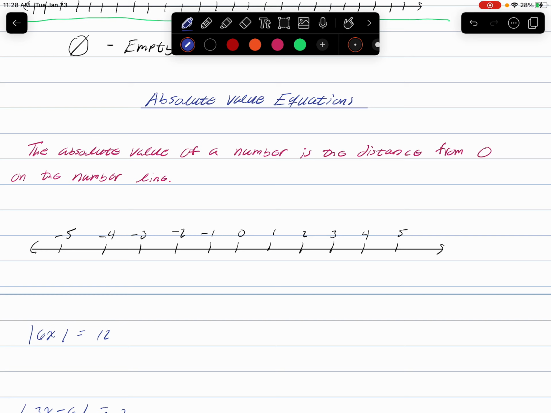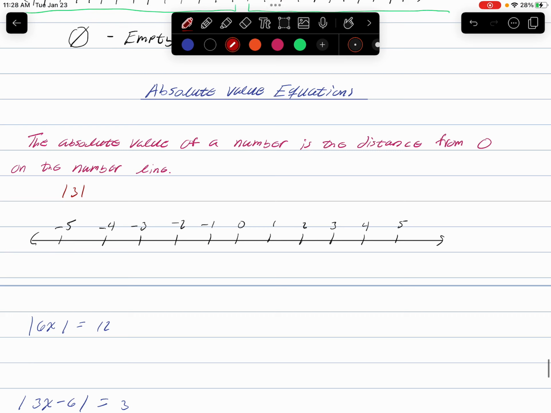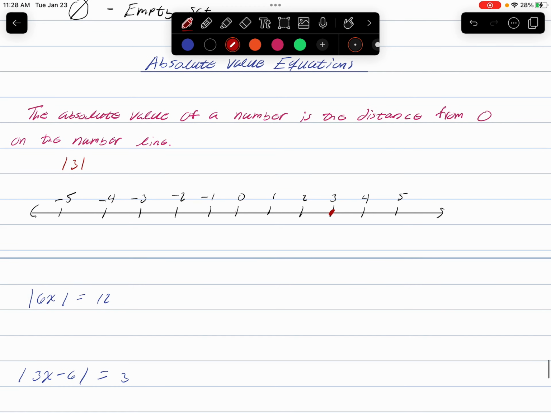Okay, so let's say we want to look at the number 3. We want to find the absolute value of 3. So let's find 3 here on the number line, and we count its distance from 0. This one's pretty easy, it's obvious. 1, 2, 3. So we say its distance is 3.